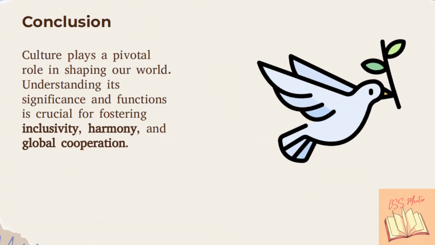So, in conclusion, culture plays a pivotal role in shaping our world. Understanding its significance and functions is crucial for fostering inclusivity, harmony, and global cooperation. So now that we have learned this important aspect, in our next video we will explain the four types of anthropology and the four main fields of it.